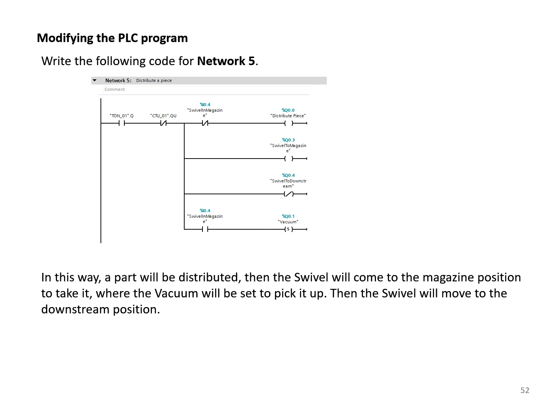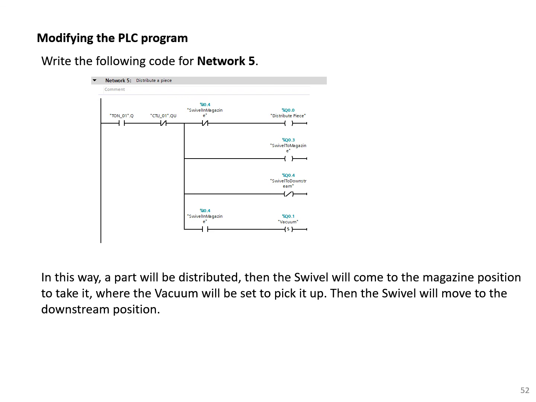This one is a swivel to magazine sensor. Okay, so this is the sensor, or to be precise, this is a limit switch. This is a limit switch on a semi-rotary actuator, pneumatic semi-rotary actuator of the swivel on the magazine side. Okay, so once we are on the magazine side, this sensor is true, we will set the sensor.